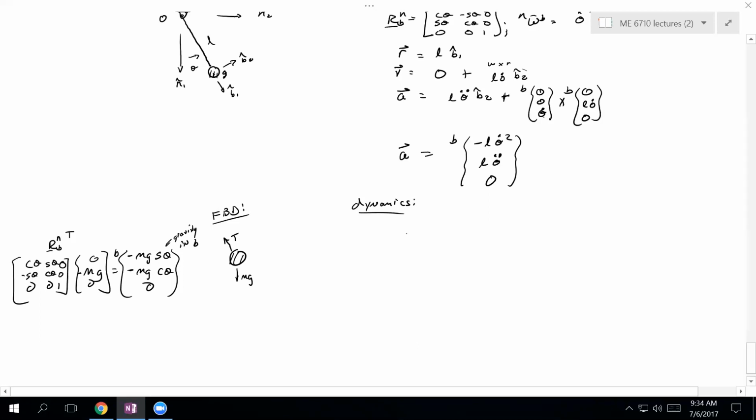I can write my dynamics. So my sum of forces in the B1 direction can give me a negative T1 minus mg sine theta.